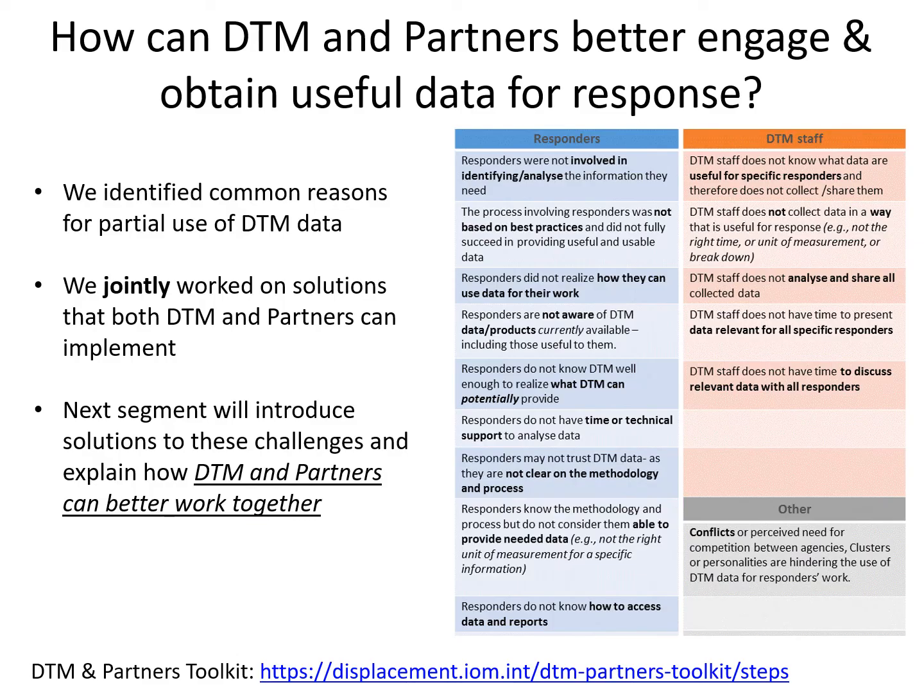We're now at the end of the first segment of 5 briefings on DTM and partners cooperation. We identified jointly with partners and DTM common reasons for partial use of DTM data, why DTM data are not used as much as they potentially could be by partners. And then we, jointly with partners and DTM, worked on solutions that can be implemented by both DTM and partners. The next segment will introduce solutions to the challenges and explain how DTM and partners can better work together to obtain useful and usable data.